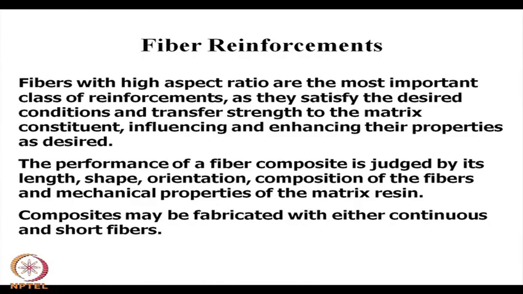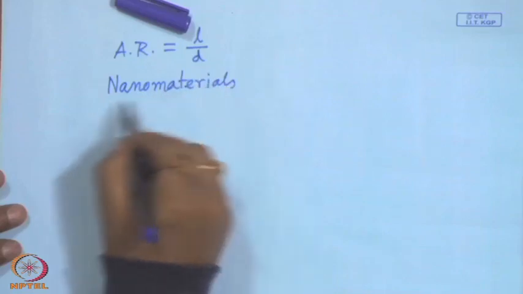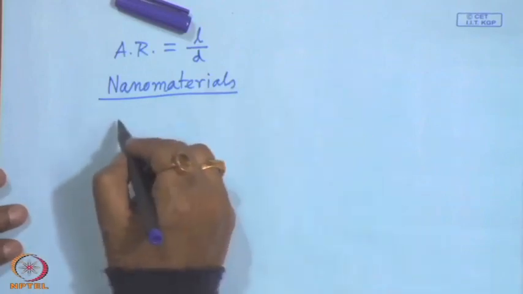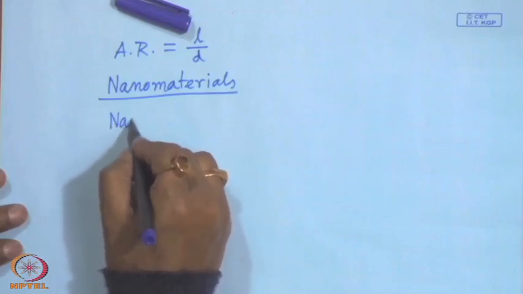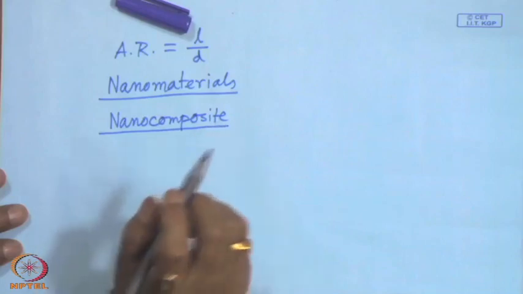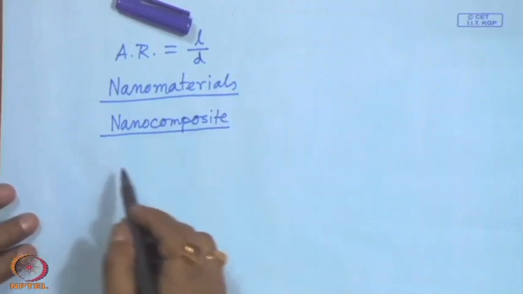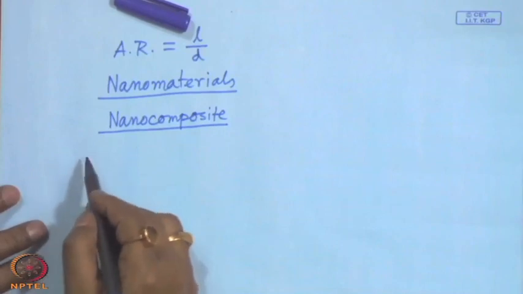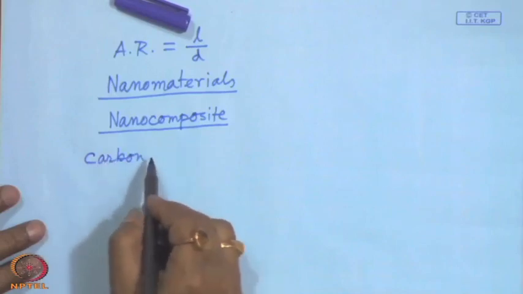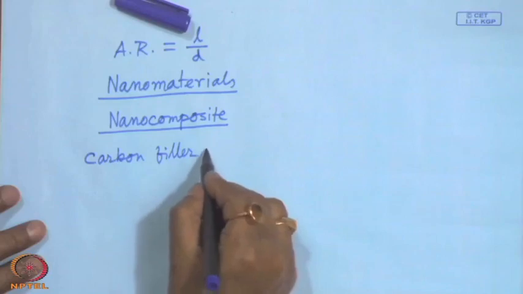Today is the era of nanomaterials. If the reinforcement is of nano dimension, the composite we get is known as nano composite. For example, in the last lecture, I referred the example of automobile tire, where carbon black was the filler, the reinforcing filler.